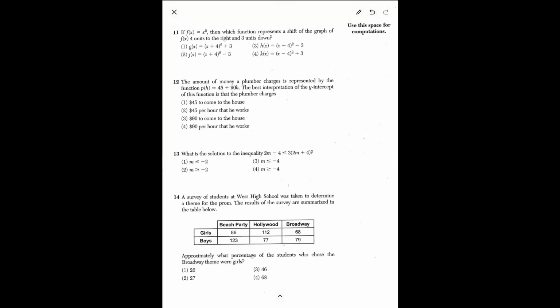Now, they've given us a function for number 12, but graphing it really isn't going to help you a whole lot. It will tell you what the y-intercept is. So if you need to know what the y-intercept is, maybe you can look at that. But you've got to understand what the y-intercept means. So that's what you need to focus on. So I'm going to do the inequality.